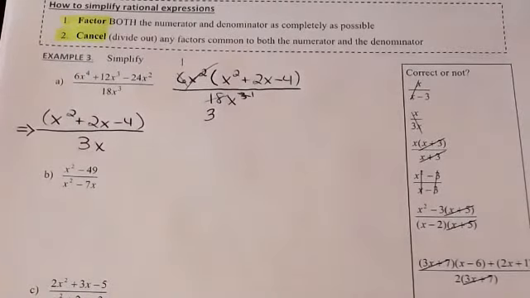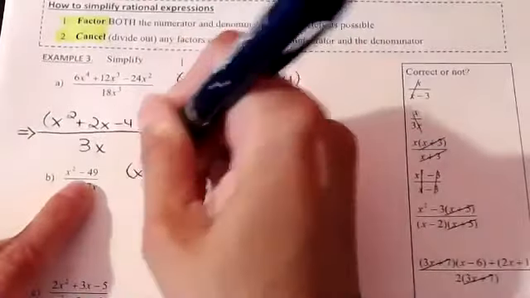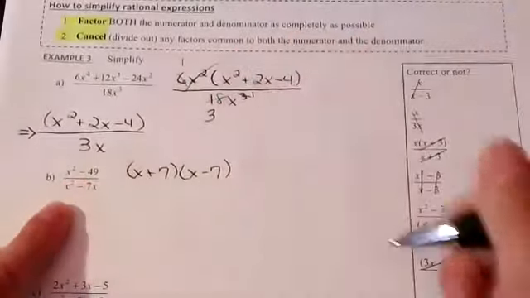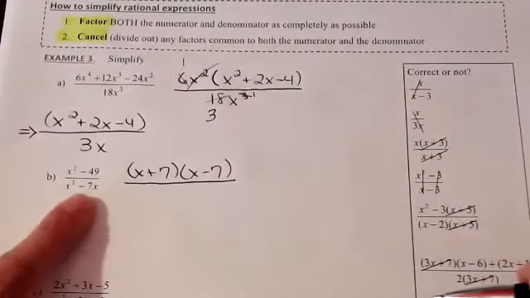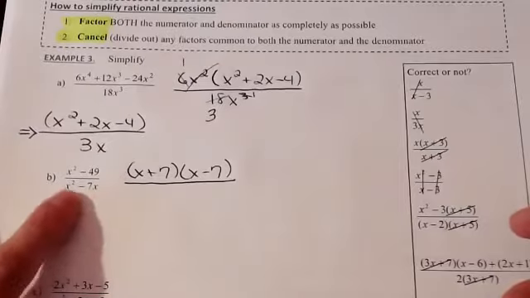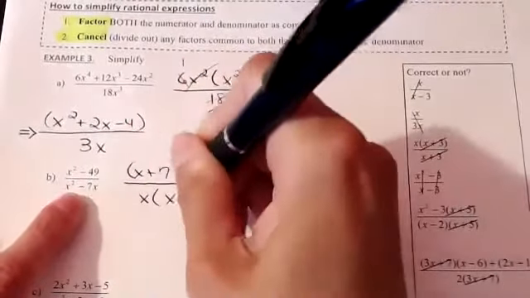For part B, x squared minus 49, we have the difference of 2 squares. So we have x plus 7 times x minus 7. Notice in our denominator, we have x squared minus 7x, but we have a GCF, and we always start by factoring out a GCF. That goes without question. So let's take out our common factor of x. And if I do that, I'm left with x minus 7.